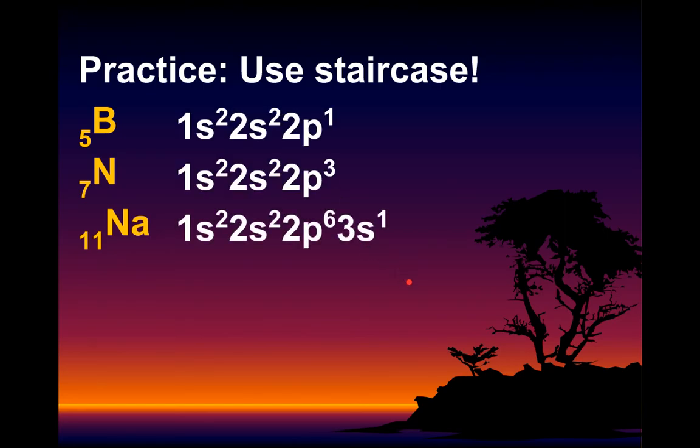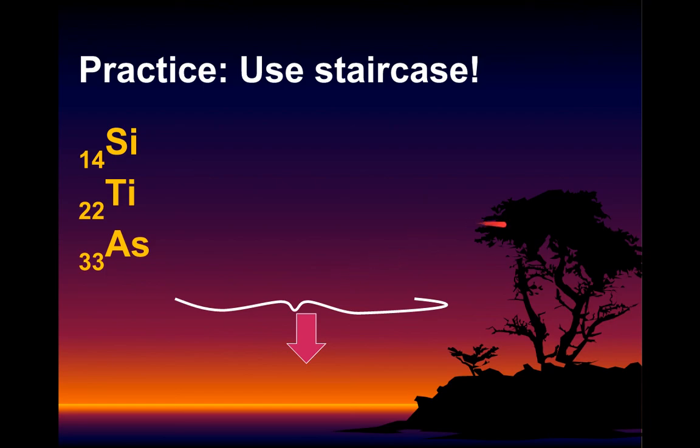Yay, you got them all right. Notice all of them are full except for the outermost one. The last one here does not have to be a full orbital, but the numbers always have to add up here, and any of these orbitals before have to be full before you move on. Okay, let's try some harder ones.